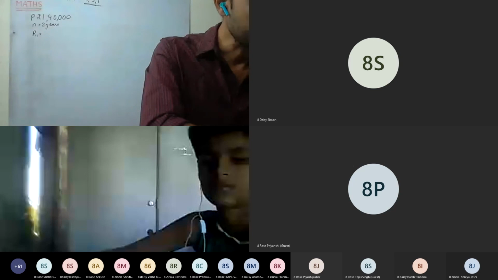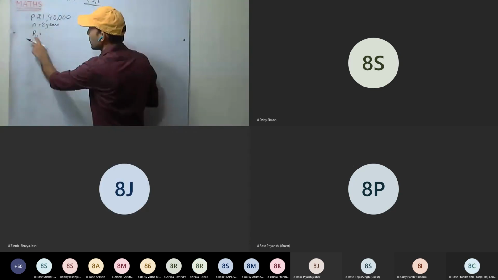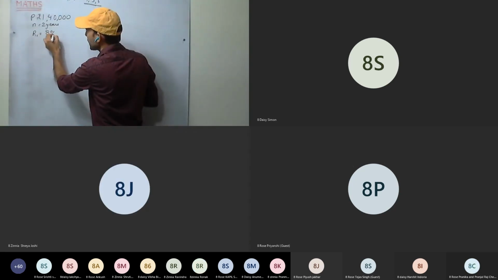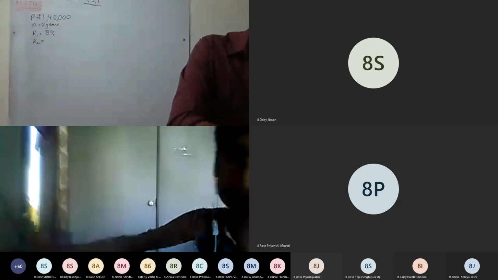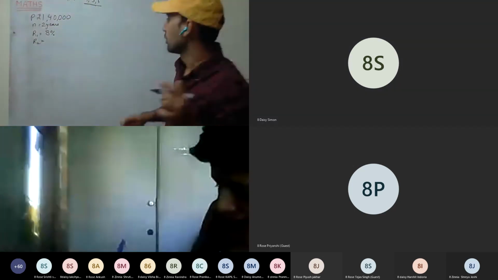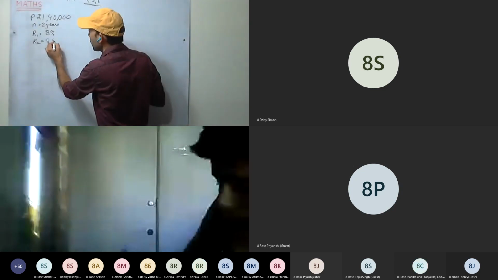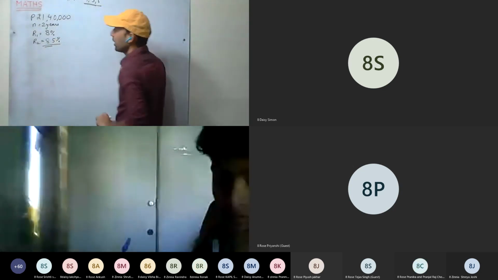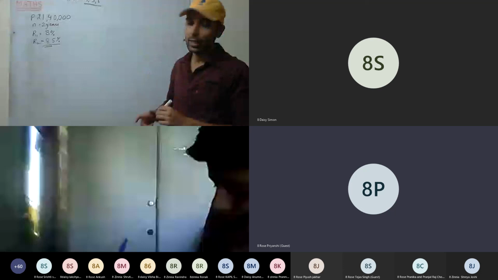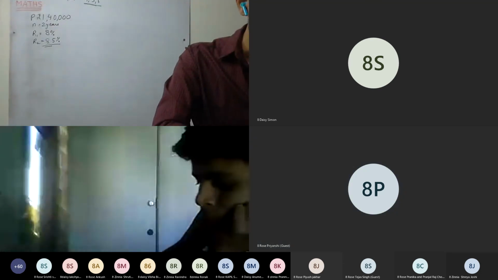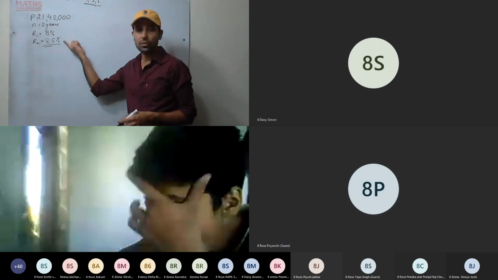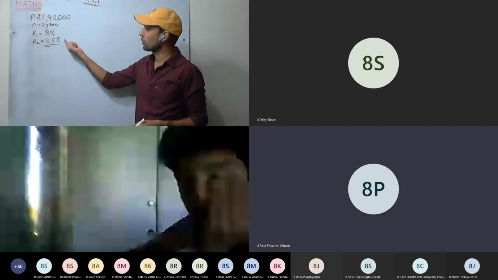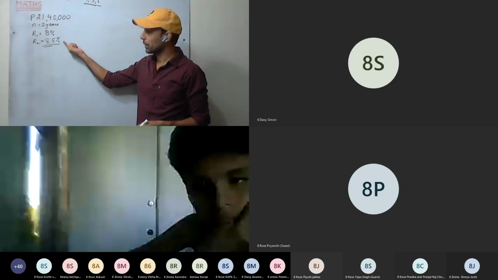Okay, so it is for the 1st year. I'm denoting the 1st year rate as R1. It is 8%. For the 2nd year, it is 8.5%. Now how to do this one? We have to find the amount and the compound interest payable after the end of the 2nd year. So see here, rates are different. For the 1st year, it is 8%. For the 2nd year, it is 8.5%.